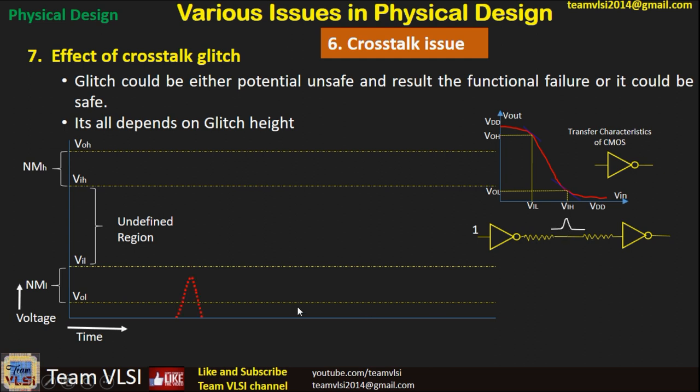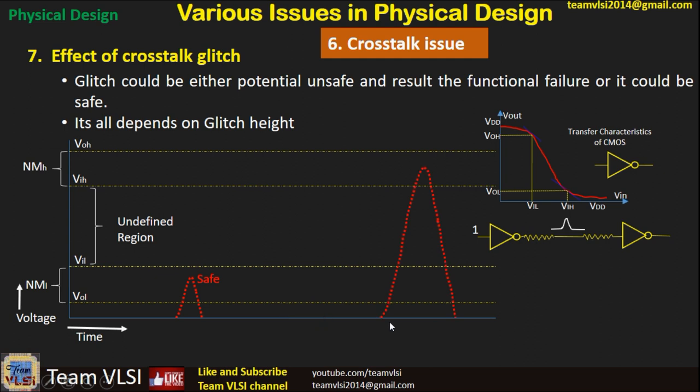Suppose our glitch falls in this region, meaning the glitch height falls between VOL and VIL, I mean the noise margin low region. Any voltage at the input within the noise margin low will be treated as logic 0 by the next logic. So this region will be treated as low logic 0 by the next logic. So this is our safe glitch. It will be treated as a 0 by the next logic or next gate.